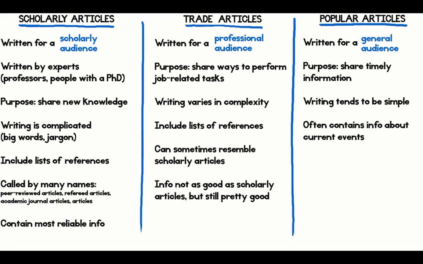That speed isn't entirely a blessing, though, since quick work can lead to mistakes, and the publishing process is much less rigorous than what scholarly or even trade articles go through. But scholarly and trade articles can take months or even years to produce, and if you need information about an earthquake that happened last week, popular articles will be one of the only available sources of information.